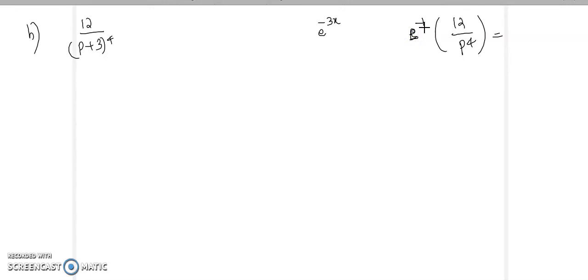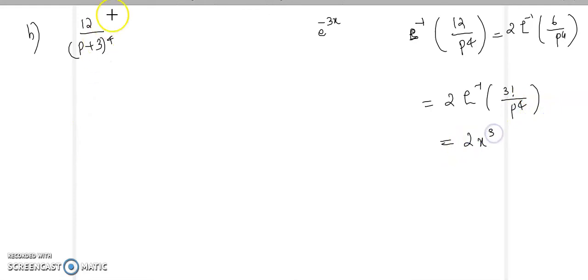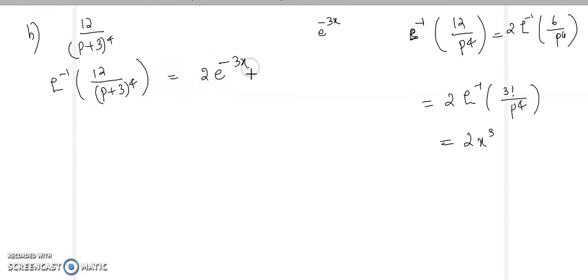So L of x cube will be 3 factorial by p raised to 4. So this is 2 L inverse of 6 by p raised to 4. That is 2 L inverse of 3 factorial by p raised to 4. So that is 2 x cube. So L inverse of 12 by p plus 3 whole raised to 4 will be equal to 2 e raised to minus 3x into x cube. So that is the required transform.